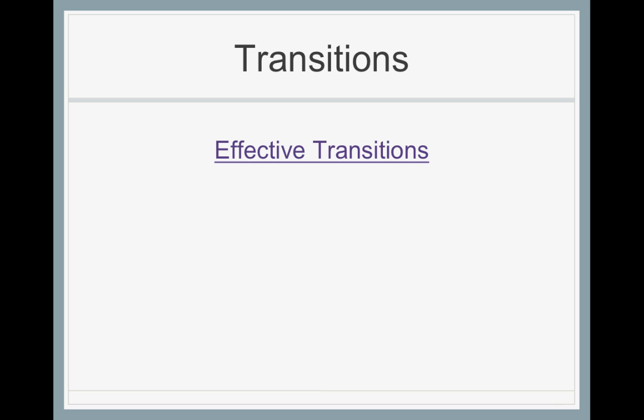Transitions can be magnets for disruptive behavior because of the unstructured nature of them. Teaching a behavior for transitioning from one activity to another and prompting students about what's to come are proactive strategies that can help transitions go more smoothly. This video illustrates ways to achieve effective transitions.